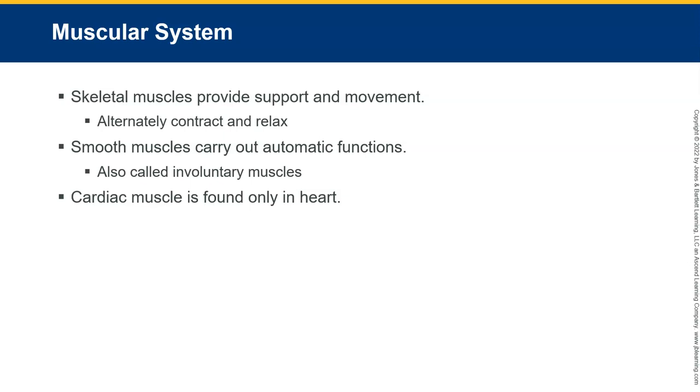It happens involuntarily. So thankfully, we don't have to think about breathing and think about our heart beating and all of that. So smooth muscles carry out automatic functions. So a person does not have any control over the smooth muscles, which explains why they're called involuntary muscles. So the cardiac muscle is found only in the heart. Cardiac muscle is adapted to its special functions of working all the time.